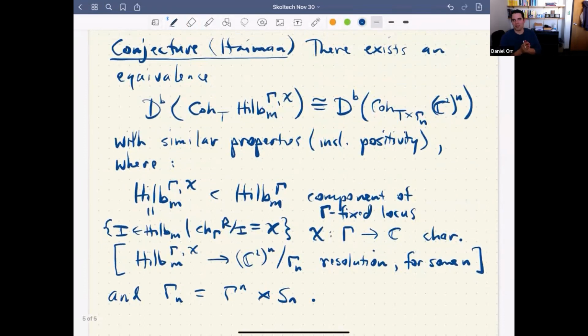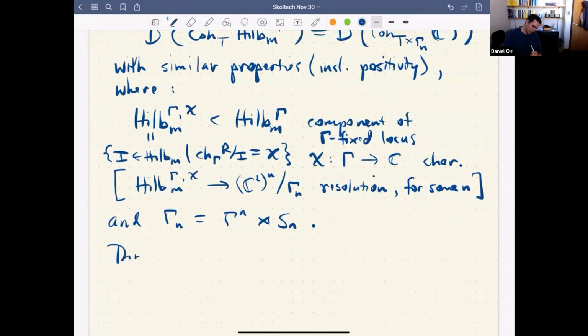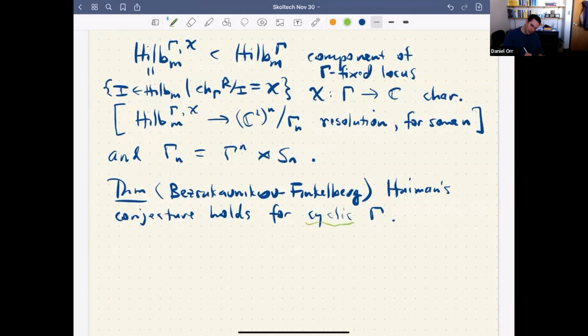So basically, Haiman made a conjecture, which is that there's a similar equivalence in this McKay setting, and it has similar properties such as Macdonald positivity. This was proved, and it's the only case where anything is really known here. So this is a theorem of Bezrukavnikov and Finkelberg, which says that Haiman's conjecture holds for cyclic gamma, like in the example. This I'm going to assume.